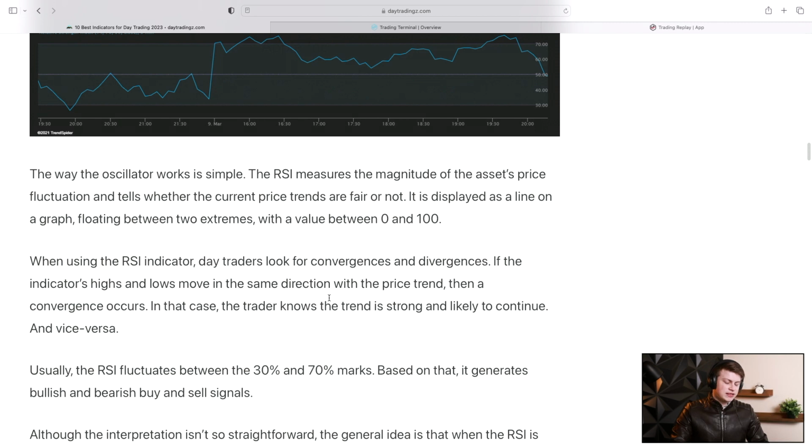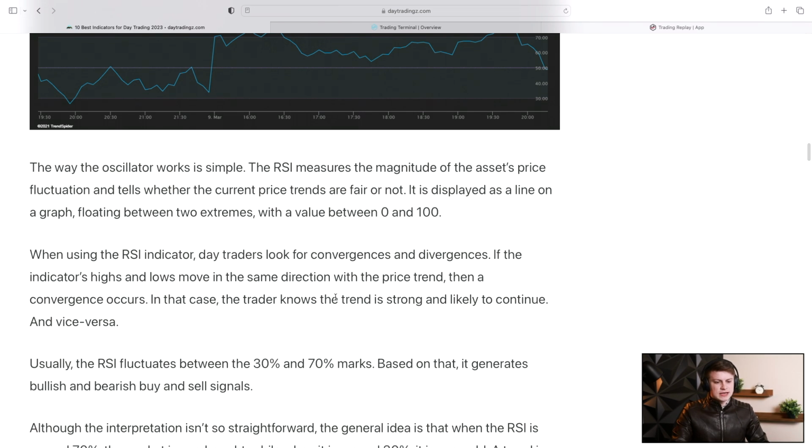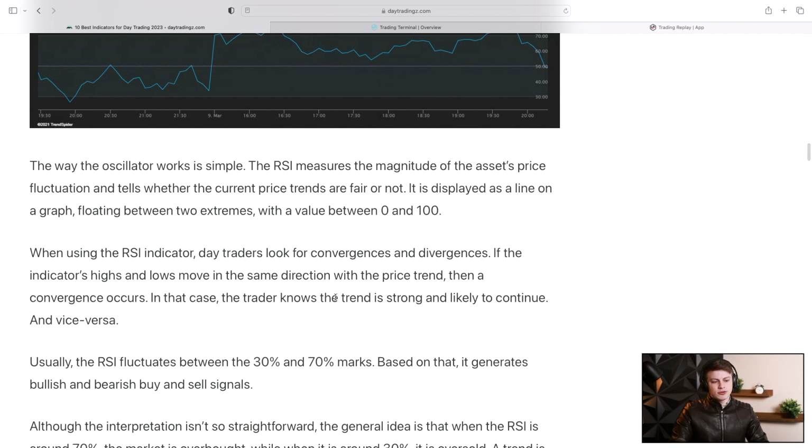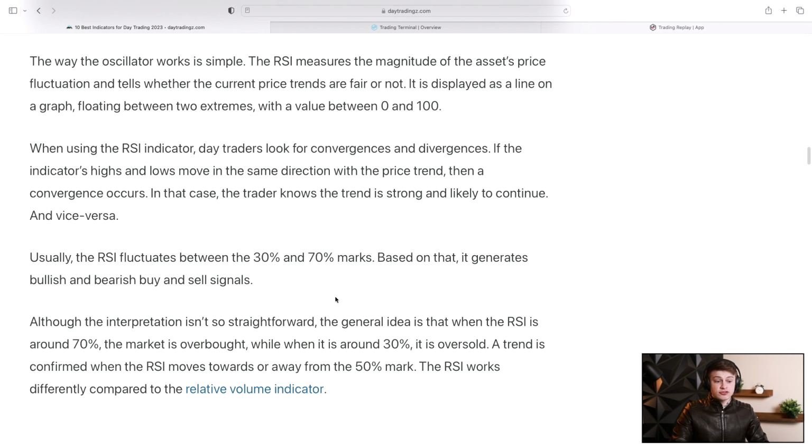And yes, I'm reading the exact next paragraph, and they talk exactly about that. Usually, the RSI fluctuates between the 30% and 70% marks. Based on that, it generates bullish and bearish buy and sell signals. Although the interpretation isn't so straightforward, the general idea is that when RSI is around 70%, the market is overbought.